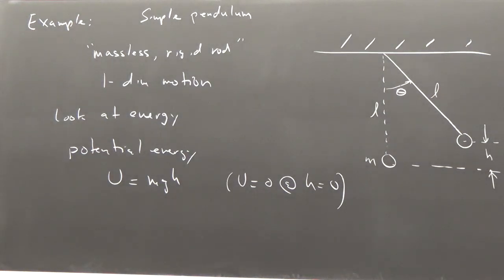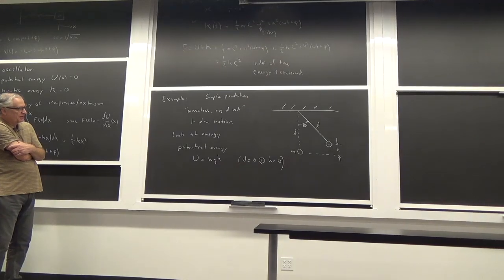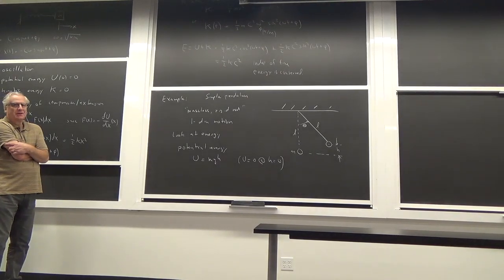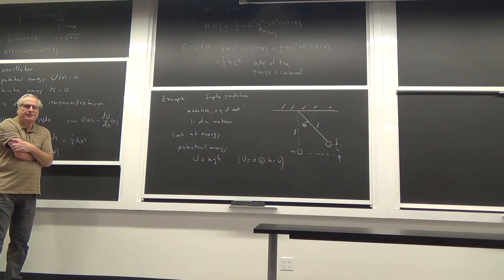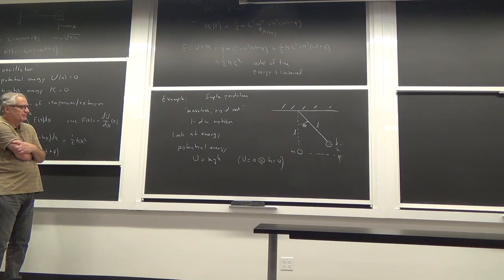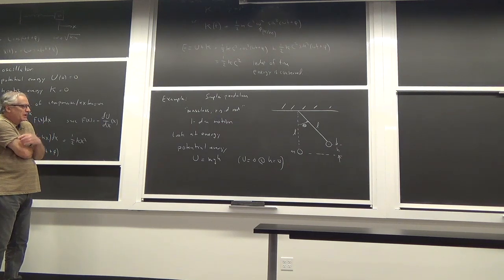So U equals zero at h equals zero. But wait, before I go too far with this, I've kind of taken h to be my coordinate. Let's think about that. It's a good idea to think about what coordinate system you're going to use before you get too far in something. Make sure that you've chosen something that makes your life easy. And h is perfectly fine. We could go on with this and it would work.